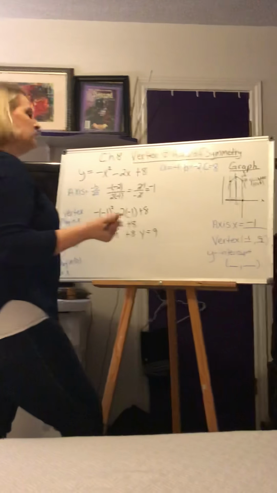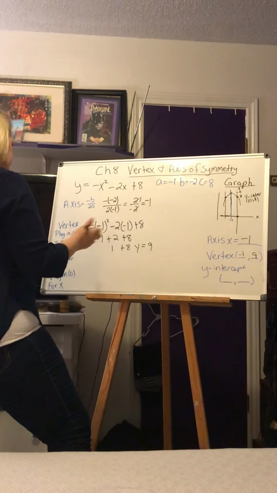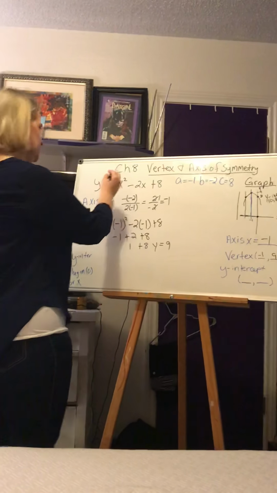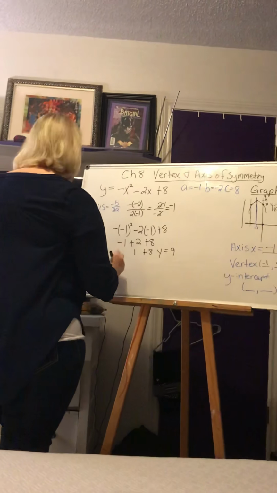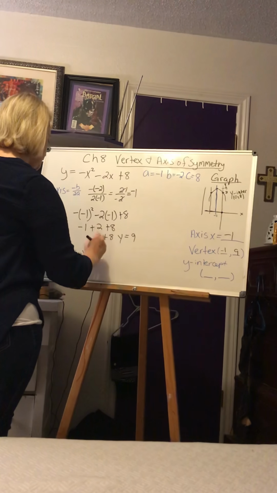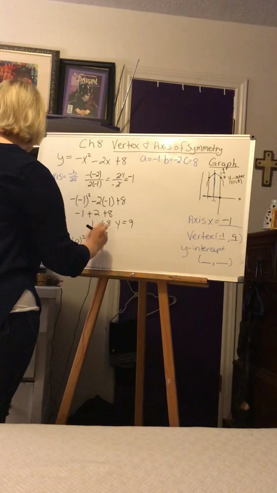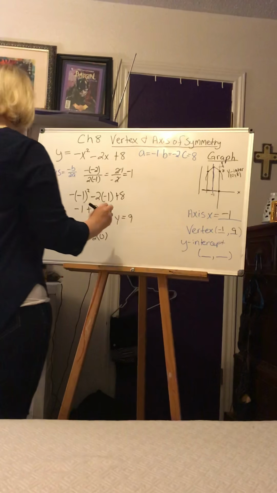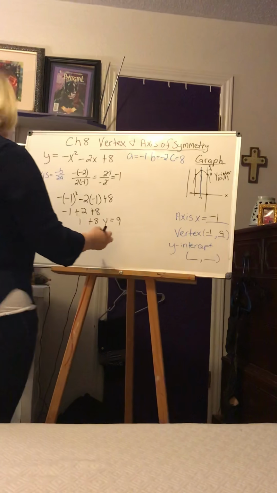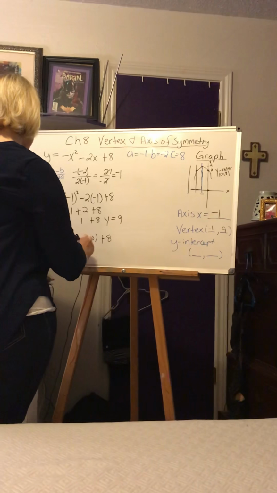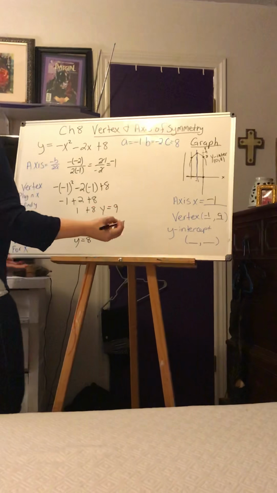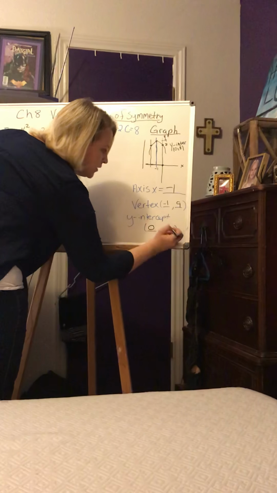Now we're just going to find 2 more points. We're going to find the y-intercept. To find the y-intercept, we plug in 0 for x. So that will be negative 0 squared minus 2 times 0 plus 8. These cancel out, and so our y-intercept, y will be 8. So x is 0, and y is 8.